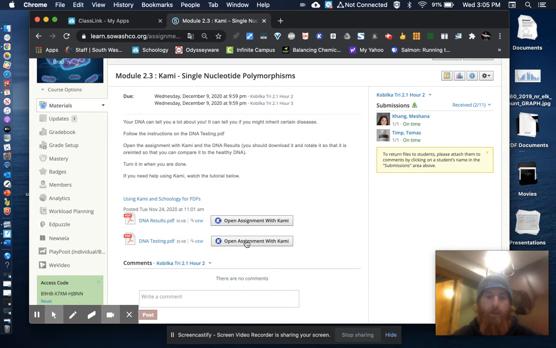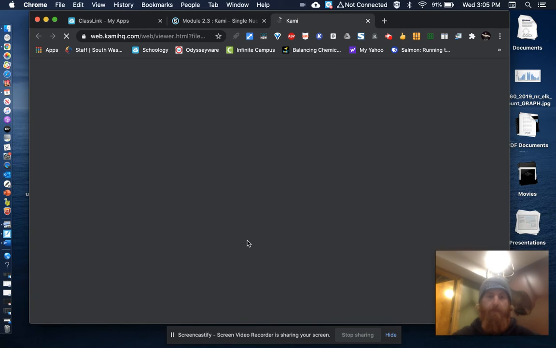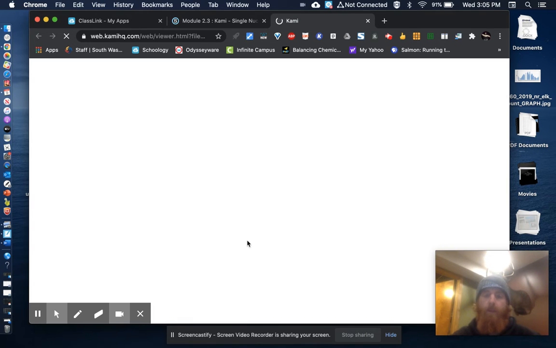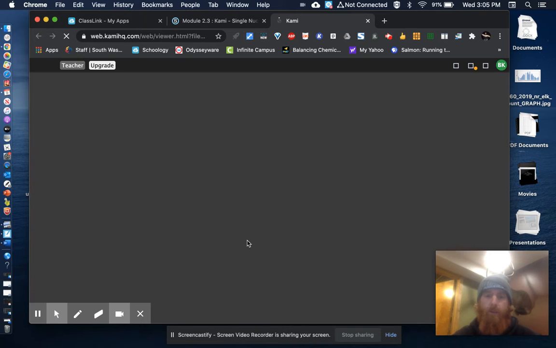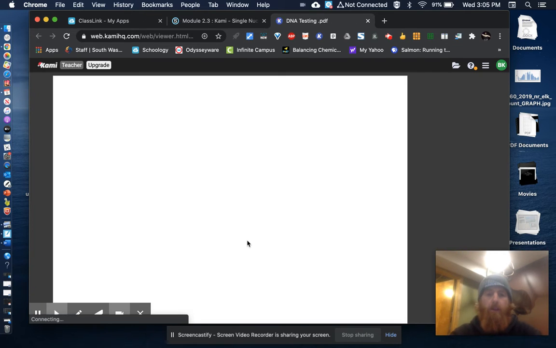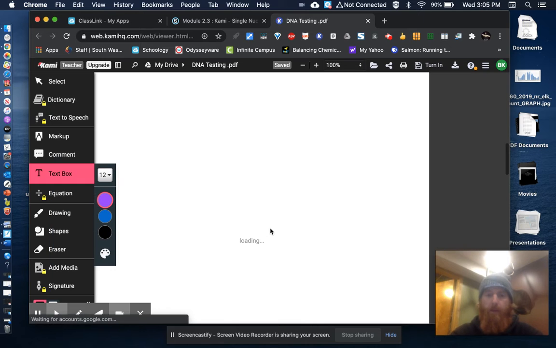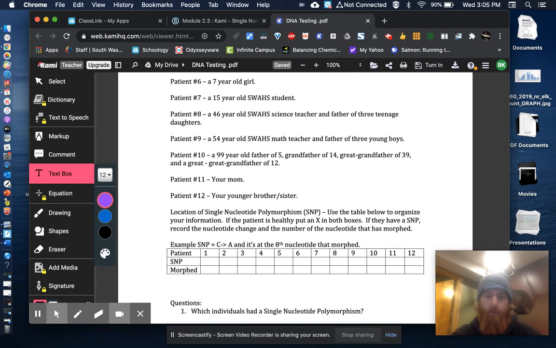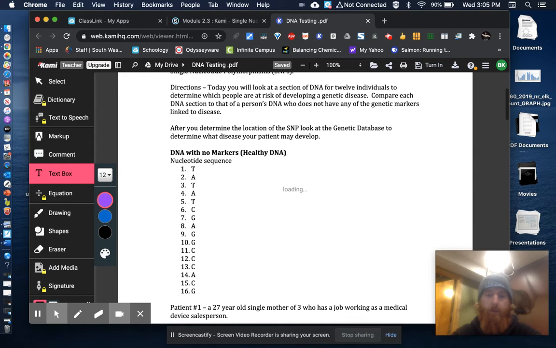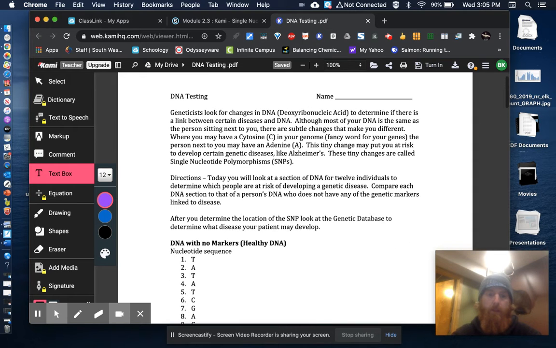You're going to open the assignment with Cami. If you can't open it with Cami, then just answer the questions on a separate sheet of paper, then upload your assignment to Schoology. And the neat thing about Cami and all of its functions is that you can basically annotate a PDF. So if a teacher sends you a PDF, you can annotate it pretty easily with text boxes, or you can mark it up with drawings.